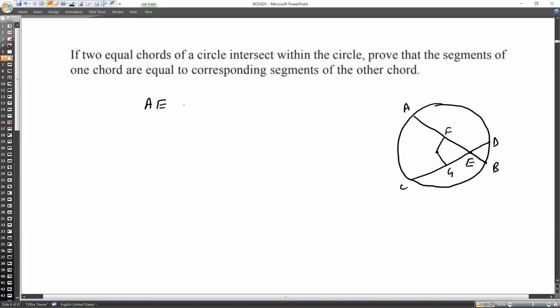You need to prove that AE is equal to CE and EB is equal to ED. Indirectly, we can say that you need to prove that this side is equal to this side and this is equal to this. How will you be able to prove this one? Tell me first. Is there anyone who is going to help me answer this question?